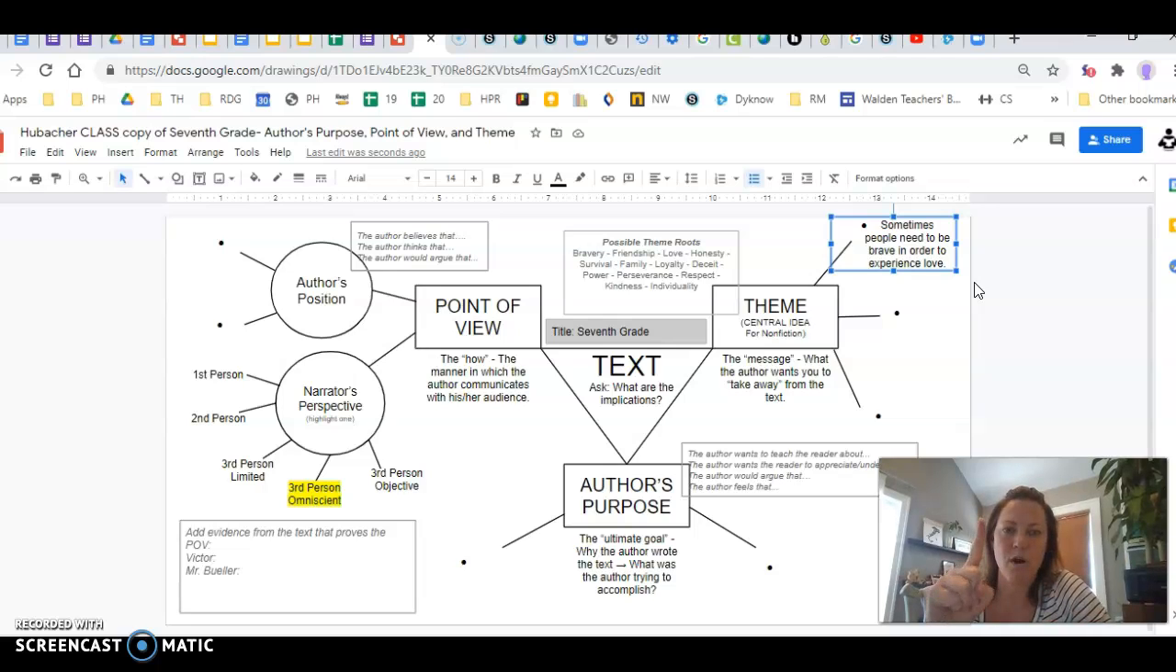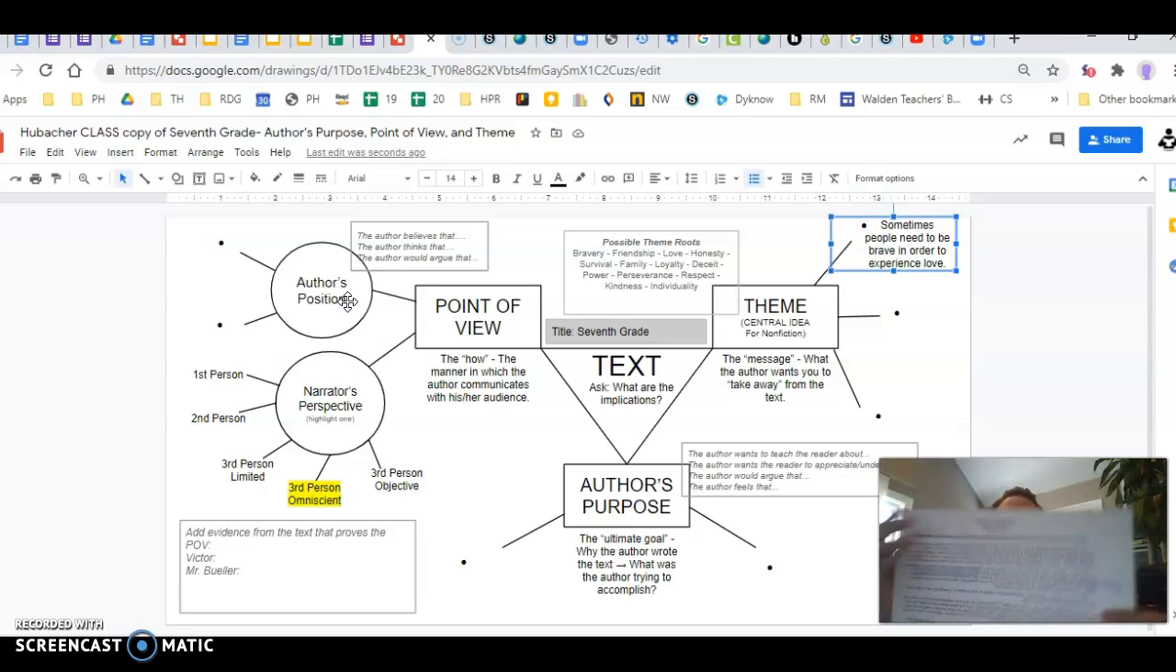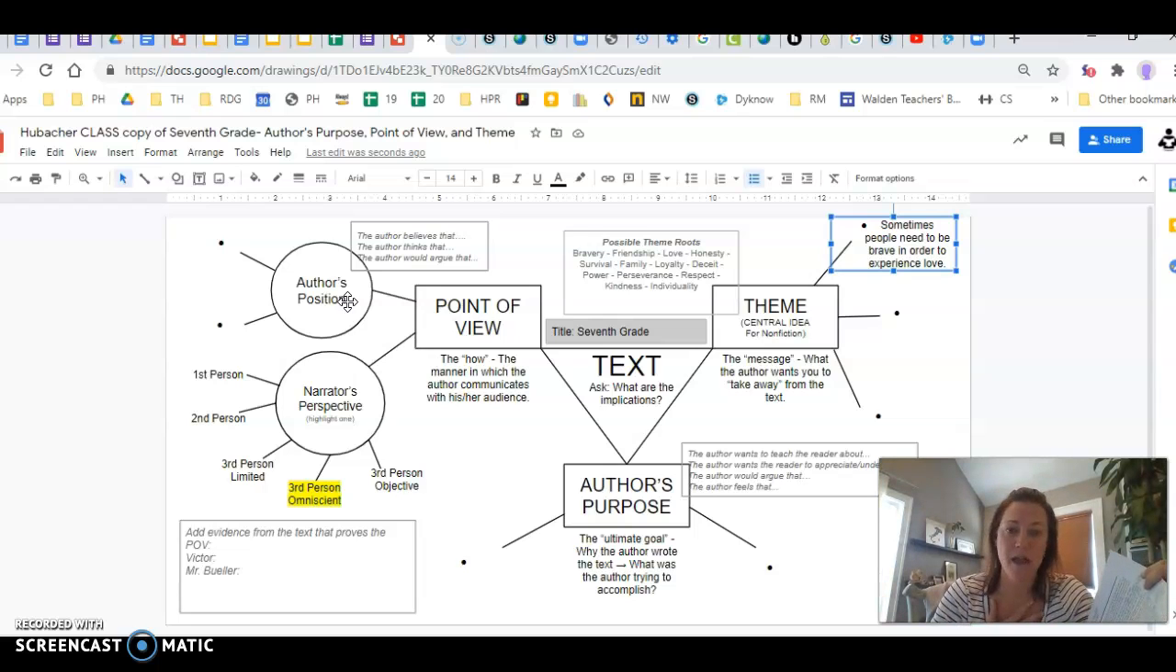Okay, we're just going to do one theme together, and I'll show you how that can help you with author's position and author's purpose, and then you will come back and complete the rest of them on your own. So let's move on to author's position. And for this one, you've got to think about, well, who is the audience for this text? Who was 7th grade? Who was the story actually intended for, right? Was it intended for somebody my age or your parents' age? Was it intended for somebody in elementary school?